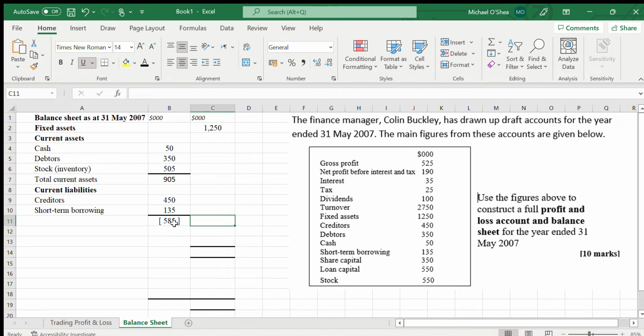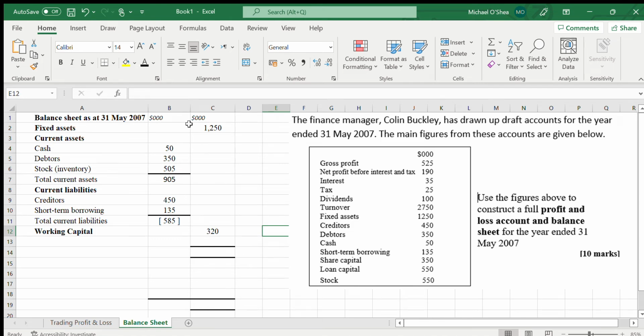585,000 is what I owe in the short term. 905 is what I own in the short term. The difference between those we call our working capital, sometimes called net current assets. So my net current assets or working capital is the difference between the two short terms. Obviously, assets are positive, things you own, so you just take away the things you owe. 320 is what I'm left with.